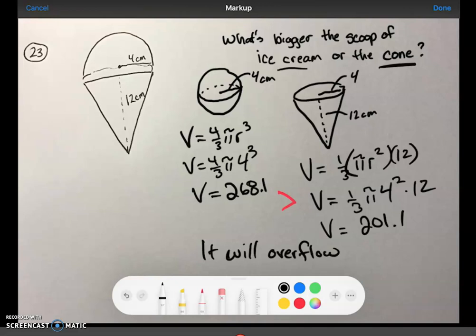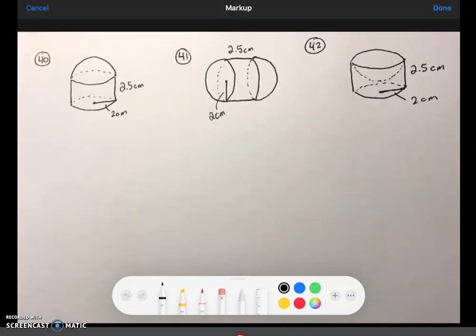Okay, now we're going to hit some composite figures here on page 642. I've got 40, 41, and 42 all set up. They're slightly different just in a little way here, but they deal with a cylinder and a sphere. Sometimes you use a complete sphere, sometimes you use half a sphere. And they ask us to figure out the surface area and volume. I'm going to focus on surface area first.